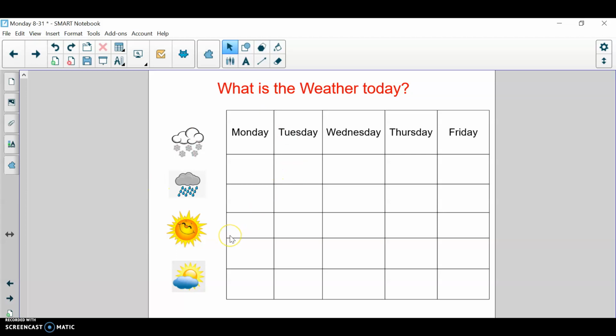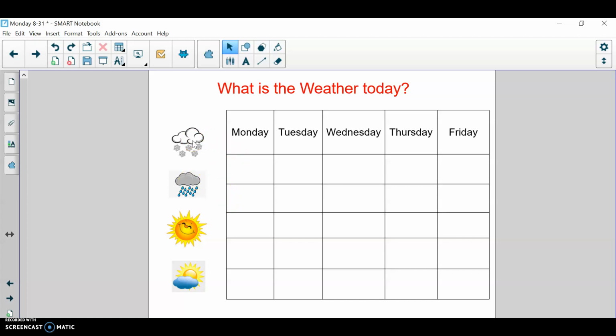Let's record our weather data. What kind of weather are we having outside today? Go on ahead, look outside. Do we have partly cloudy, sunny, rainy, or snowy?